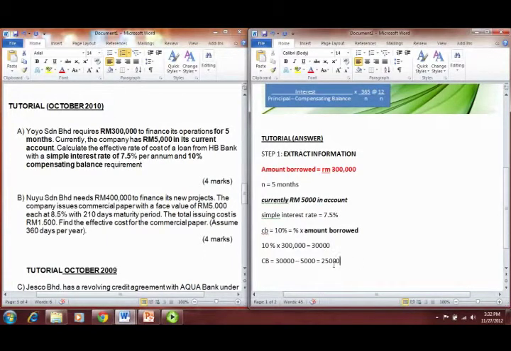Class, why do you need to deduct your 5,000? This is because, as you can see in the question, the company has 5,000 in the current account. So you have 5,000, and you need another 25,000 as your CB. Class, now you got your amount borrowed, you got your N, you got your simple interest rate 7.5% and your CB. Class, don't forget, you need another information, it is your interest.